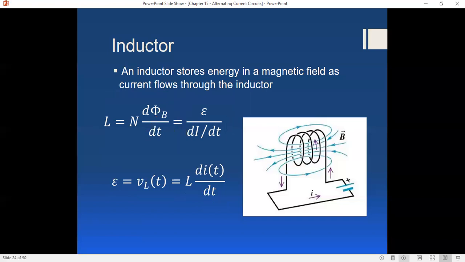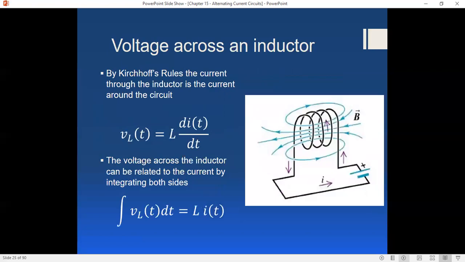Now, when I turn a DC circuit on with just an inductor, we know that it's going to take time for the magnetic field to build up. So the current initially is going to start at 0, and then as the current gets going, the back EMF is going to be less and less.